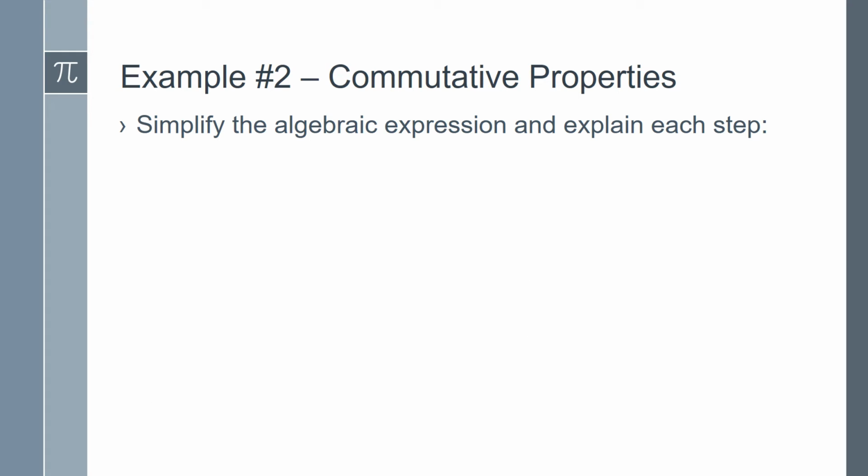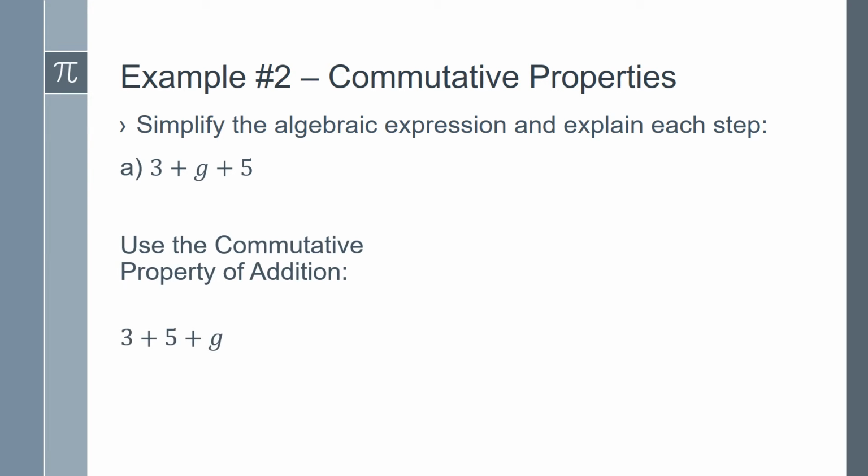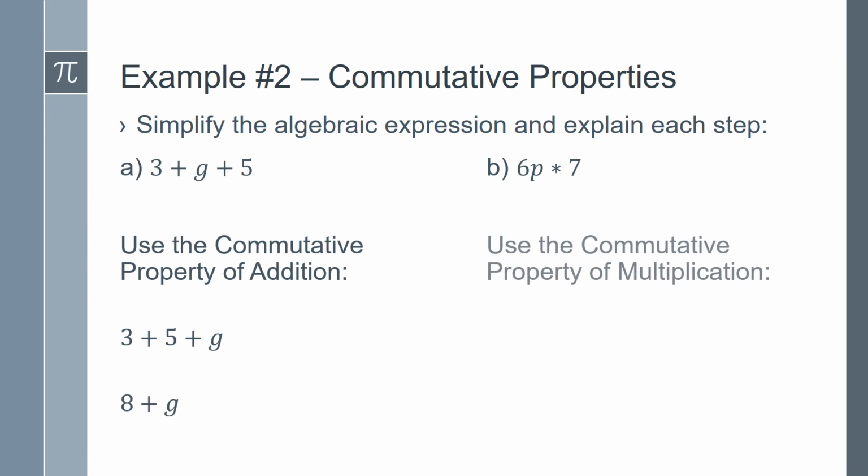Now let's take a look at some commutative property examples. We'll start with an addition example. 3 plus g plus 5. We can rearrange using the commutative property of addition, and we'll find the expression 3 plus 5 plus g. Simplifying, this becomes 8 plus g. Now let's take a look at a multiplication example. 6p times 7. This time we'll use the commutative property of multiplication, and we find 6 times 7p. We can simplify this down to 42p.